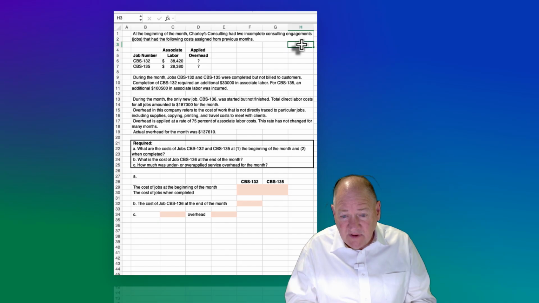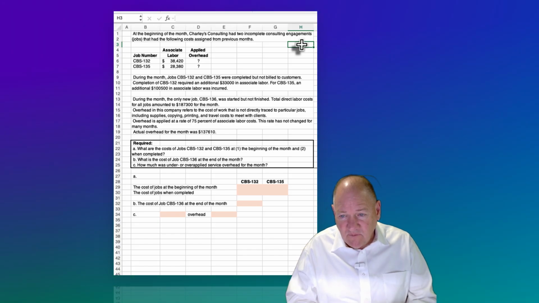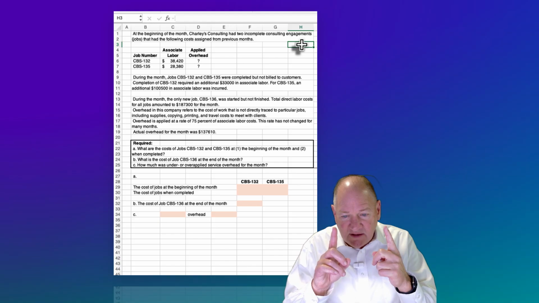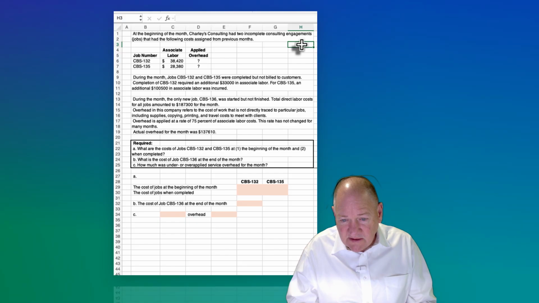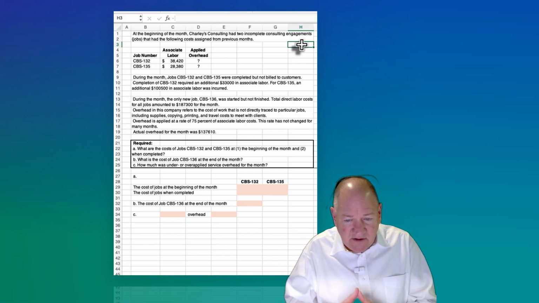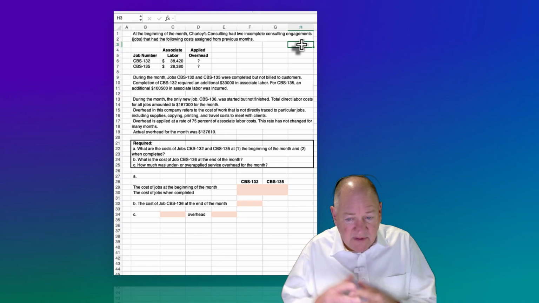Overhead is applied at a rate of 75% of associate labor cost. What that means is for every $1 of direct labor cost, Charlie's Consulting is going to apply, that is associate or allocate, 75 cents of overhead. So every $1 of labor cost is tied to 75 cents worth of overhead. They've used that rate for many months and it's not changed. So at some point in time, that ratio between overhead costs and associated labor costs was about 0.75 to 1. And so they use that to apply overhead to particular jobs.